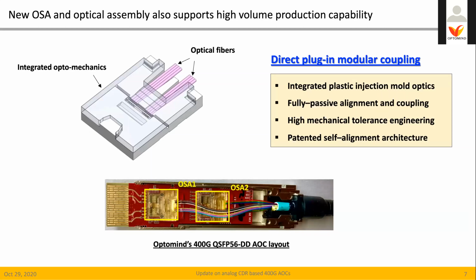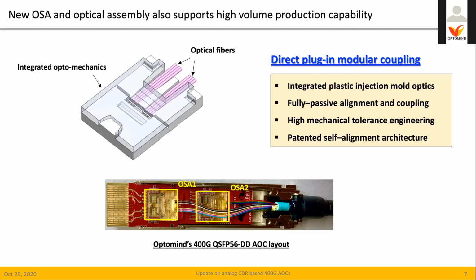Our direct plug-in fiber modular coupling method for high volume optical assembly does not require any high precision alignment equipment owing to the self-aligned assembly architecture, which renders a fully passive self-alignment. We have achieved remarkable alignment tolerance with the smart optomechanical engineering.